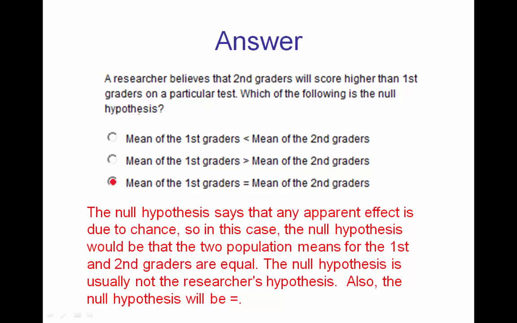The null hypothesis says that any apparent effect is due to chance. So in this case, the null hypothesis would be that the two population means for the first and second graders are equal. The null hypothesis is usually not the researcher's hypothesis. It's not what the researcher is setting out to gather evidence for. Also, the null hypothesis will be the one with the equal in it.